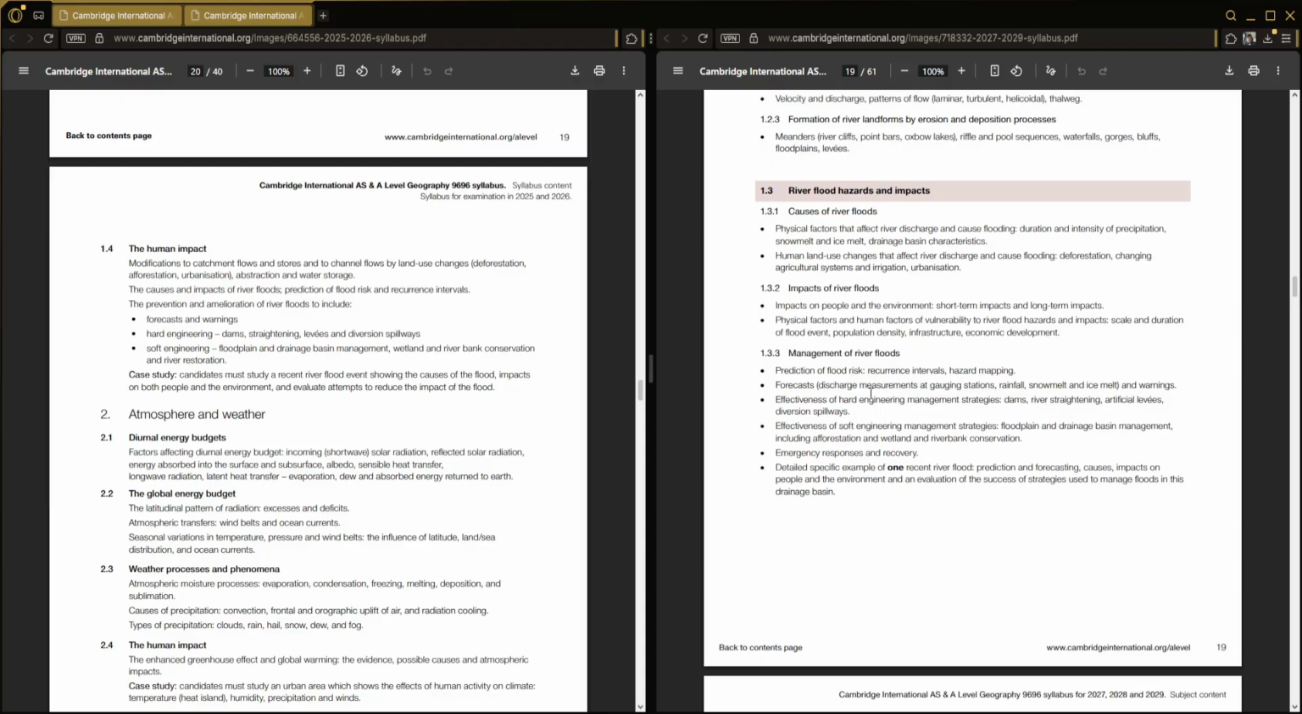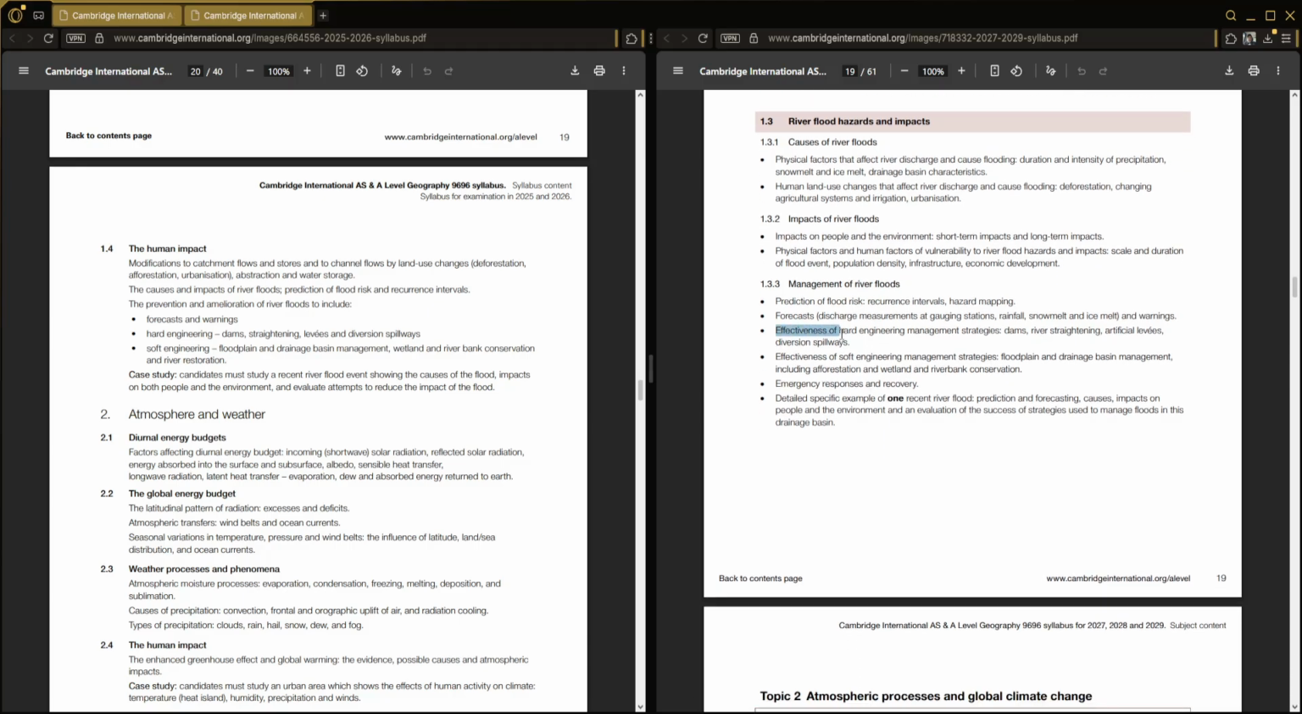And in the old syllabus, it wasn't really clear. It was just you have to know about this thing. In the new syllabus, it actually specifies the effectiveness of these things. So beyond describing the strategies, you actually have to go more in depth and actually analyze to what extent these strategies actually help. That's just a very niche thing, but it is a change regardless.